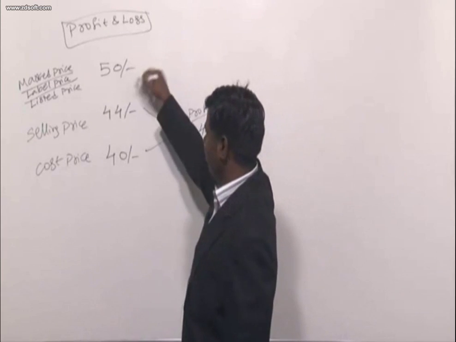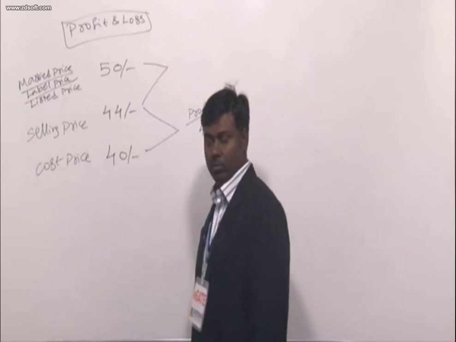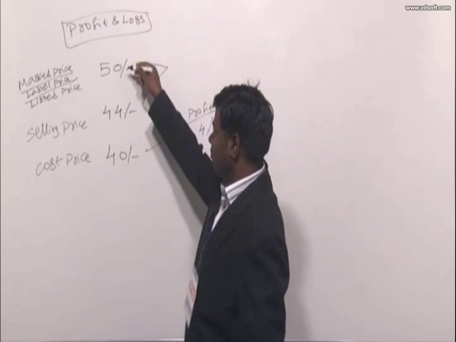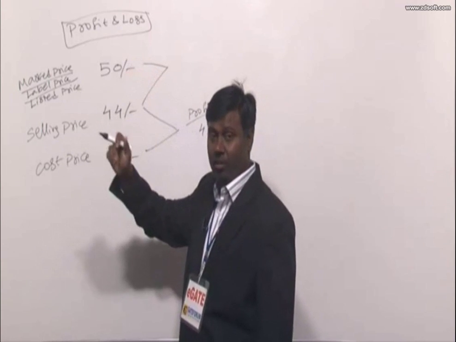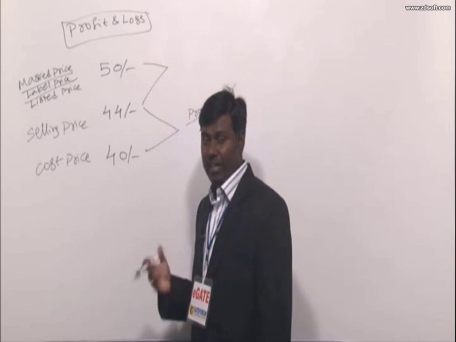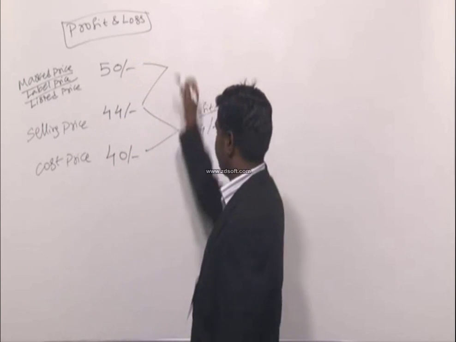Similarly, when you compare these two, market price with selling price, 50 rupees the vendor told, but he gave it to me ultimately for 44 rupees. That means the vendor gave a discount of 6 rupees.